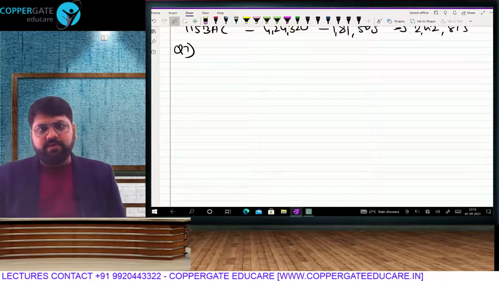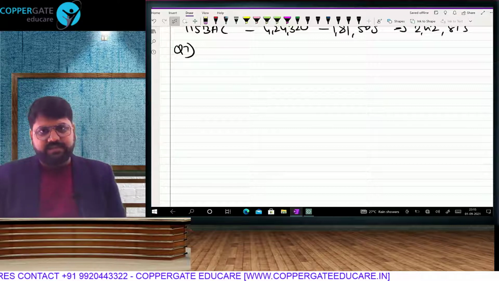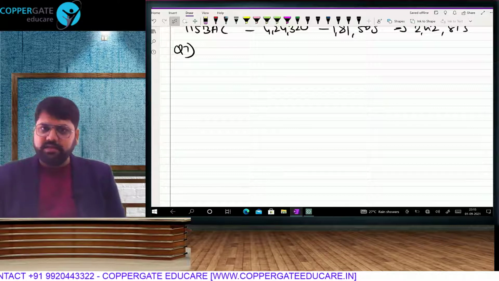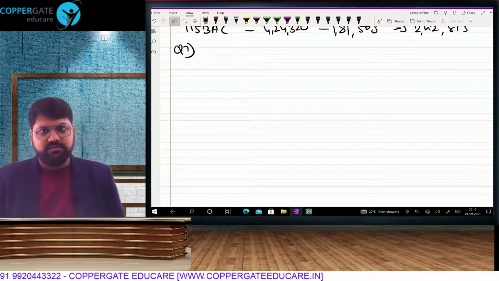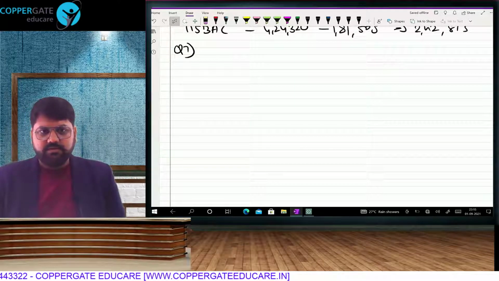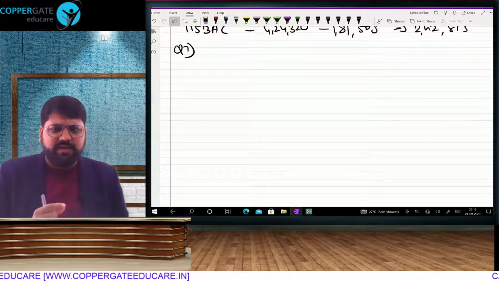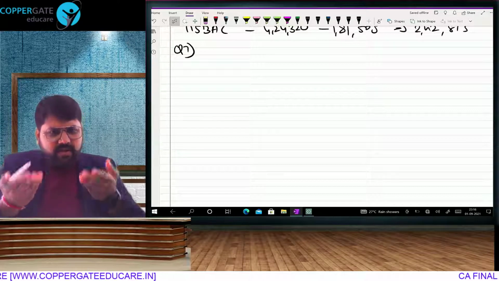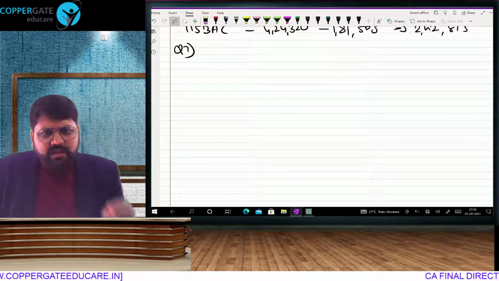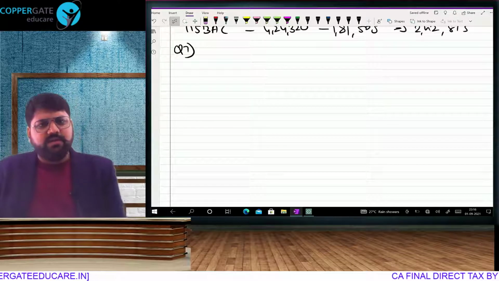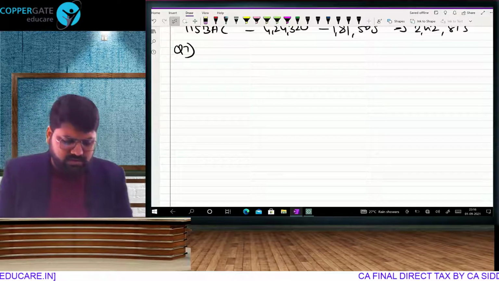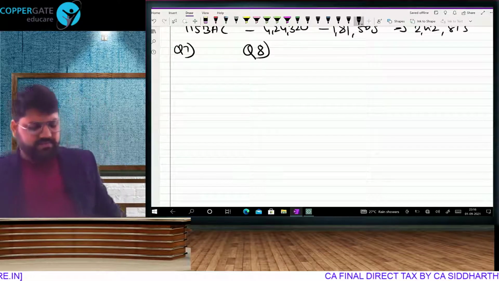Assessee has foreign income out of which he has taken deduction on 50%. Still he wants relief on the entire income. Is the contention valid? 1 mark answer. Not valid because you get relief only on the income on which you have paid double tax. So if you have taken deduction, we are almost done with the entire chapter. If you have taken deduction against foreign income, then you will not be eligible. Correct or no? Question number 8.